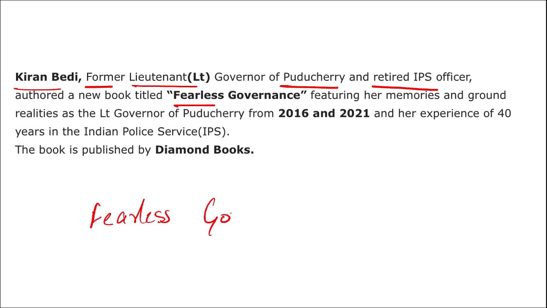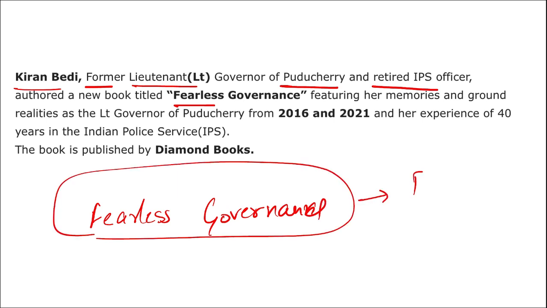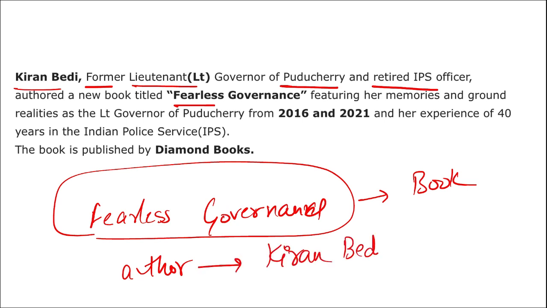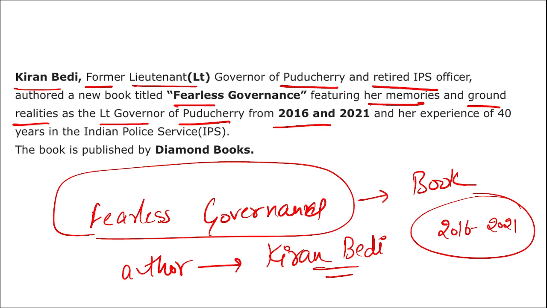Fearless Governance. This is the name of the book, and who is the author of this book? Author will be Kiran Bedi. All right, this book features her memories and ground realities as the Lieutenant Governor of Puducherry from 2016 to 2021. So this book contains the memories of Kiran Bedi's rule as a Lieutenant Governor of Puducherry from the year 2016 to 2021 and her experience of 40 years.